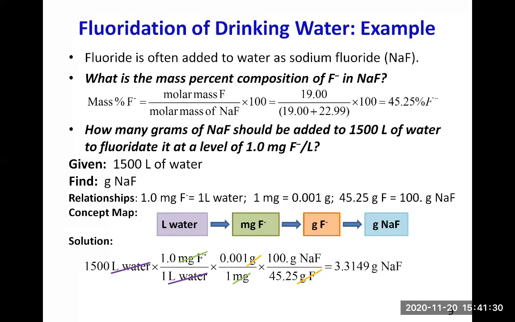Anyway, the given amounts of 1,500 is limiting to 2 sig figs, just like the 1.0 milligrams of fluoride. So we need to keep 2 sig figs. And so we keep the 3.3 grams of NaF. What comes after the 3 is a 1, so we keep it a 3. So that would be the mass of sodium fluoride that should be added to the 1,500 liters of water so that it's fluoridated at a level of 1 milligram per liter.